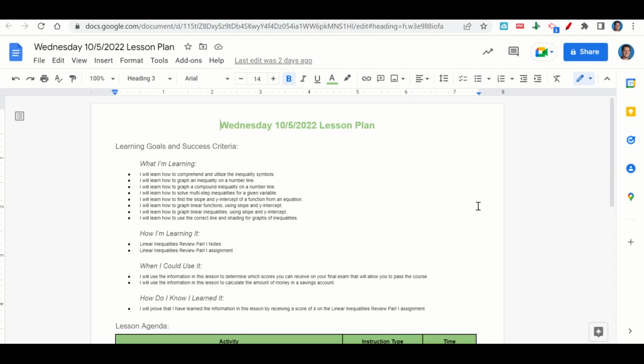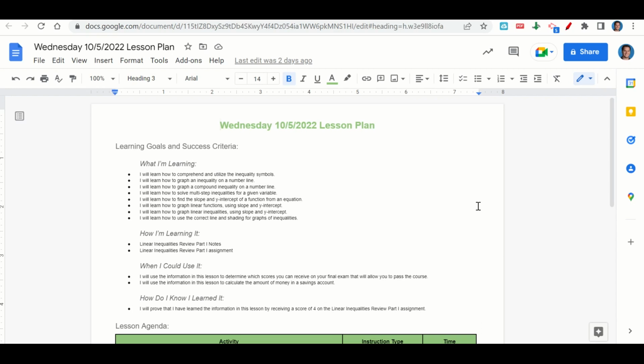We're learning how to comprehend and utilize the inequality symbols, how to graph an inequality on a number line, how to graph a compound inequality on a number line, how to solve multi-step inequalities for a given variable, how to find the slope and y-intercept of a function from an equation, how to graph linear functions using slope and y-intercept, how to graph linear inequalities using slope and y-intercept, and how to use the correct line and shading for graphs of inequalities. How are we learning it?